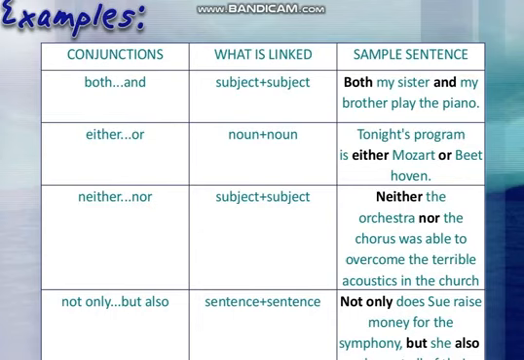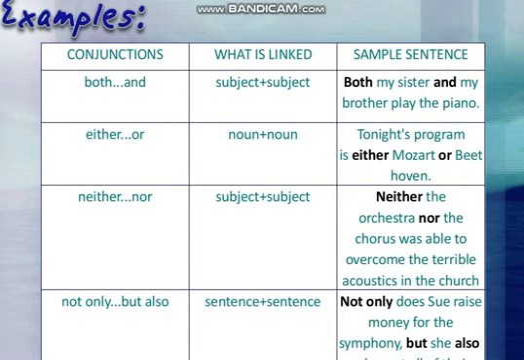Neither...nor, here they are joining two subjects together. Neither the orchestra nor the chorus was able to overcome the terrible acoustics in the church. So here the words neither and nor are used as conjunctions, and they are correlative conjunctions because they are appearing in pairs.